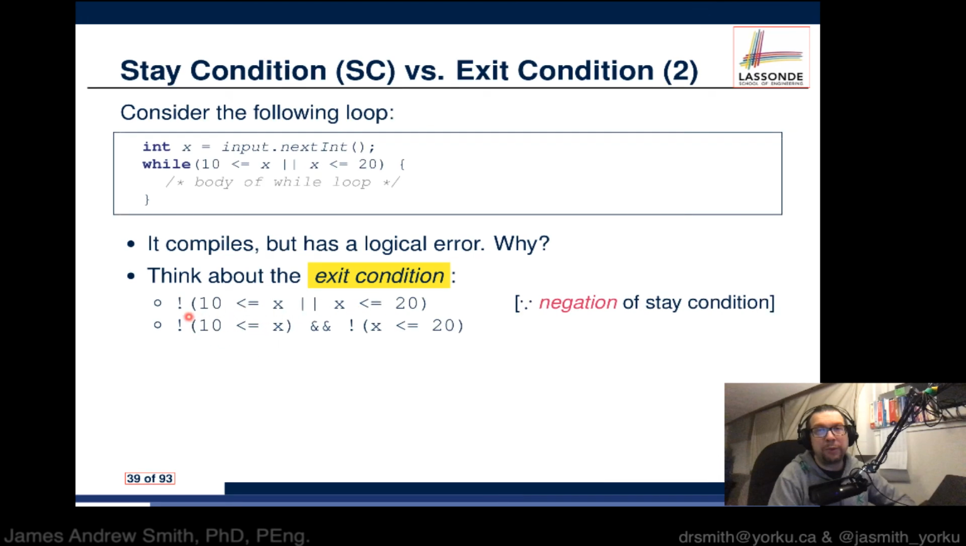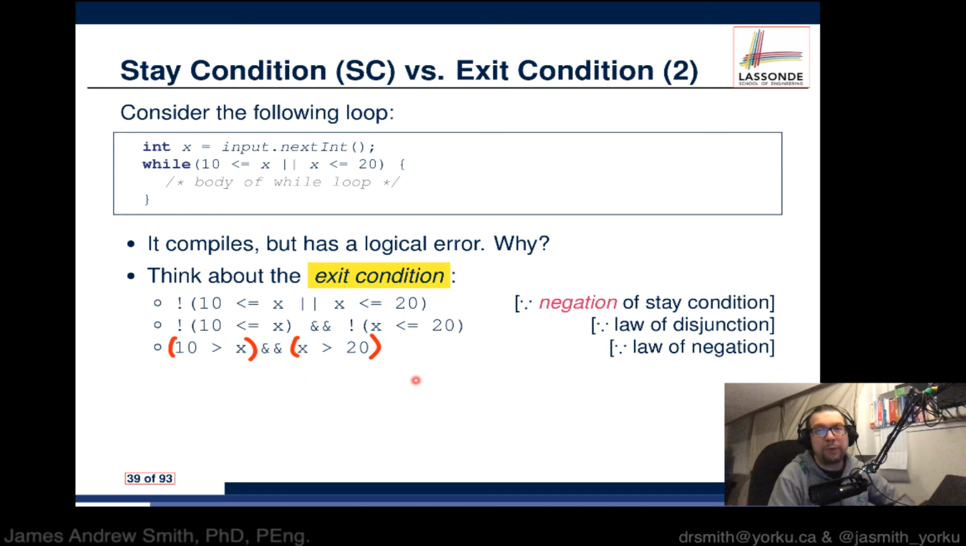To negate the stay condition, you put a not on the first part, a not on the second part, and then instead of the or, you change it to an and. That's De Morgan's law right there. Okay, so that's what we do. But then that is the equivalent of saying x needs to be less than 10 and x needs to be more than 20. Let's look at that visually.